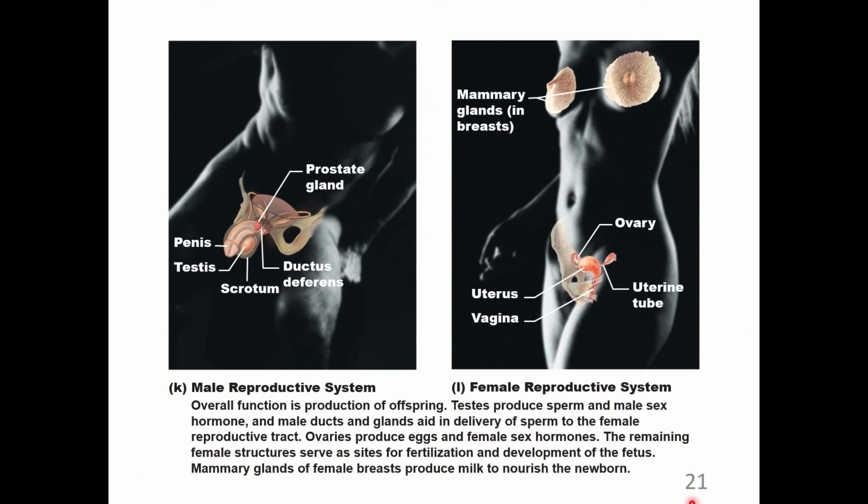Ovaries produce eggs as well as female sex hormones. The remaining female structures serve as sites for fertilization and development of the fetus. Mammary glands of female breasts produce milk to nourish the newborn.